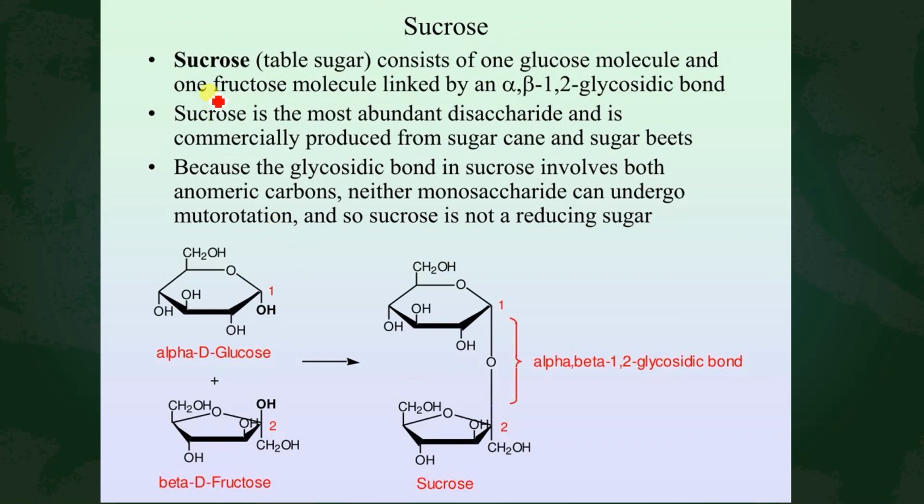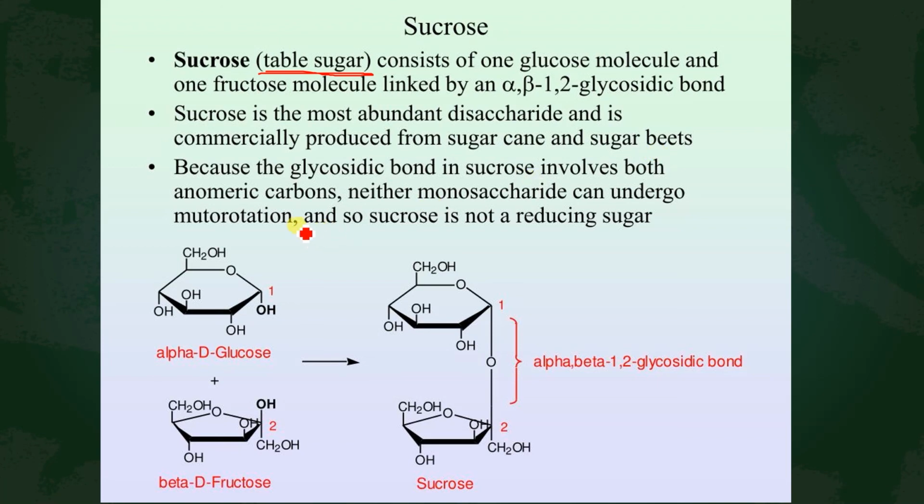This sucrose is known as table sugar, the table sugar we always use at home. It consists of one glucose molecule and one fructose molecule, because it is a disaccharide, so not more than one glucose and one fructose, linked by an alpha-beta 1,2 glycosidic linkage. Sucrose is the most abundant disaccharide and is commercially produced from sugarcane and sugar beets. Sugarcane, you already know.